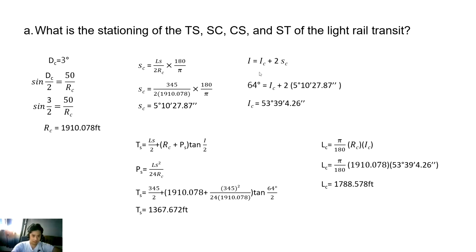So, next, para naman sa IC, ganun ulit tulad ng ginamit natin kanina para makuha yung angle of intersection of simple curve. Lagi natin tatandaan. So, ngayon, ang I natin ay 64 degree equals to IC, which is yung hinahanap, plus 2 SC. Ang SC natin ay 5 degree and 10 minutes and 27.87 seconds. And we'll get the value of IC, which is 53 degree and 39 minutes and 4.26 seconds.